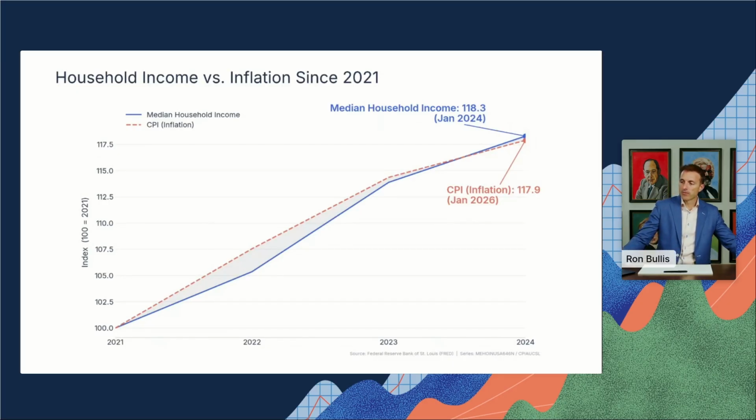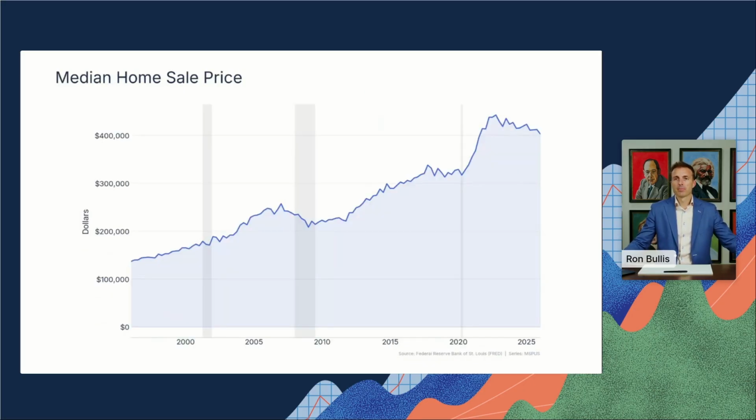Quick one on household income versus inflation. This just underscores that basically the US consumer, while their actual income has gone up, their real income when adjusted for inflation is basically flat. Okay, a couple quick, I think I have two more slides, a couple more economic indicator points here.